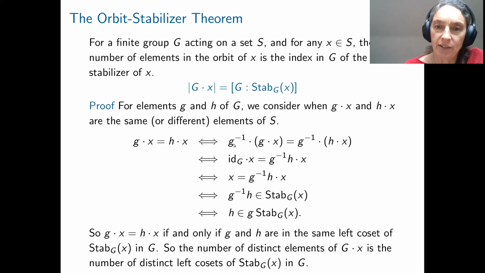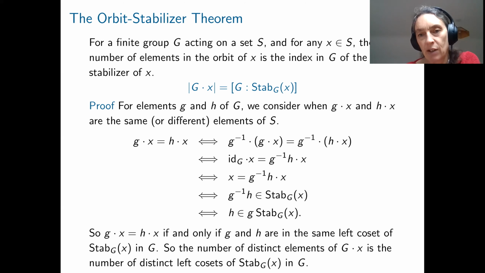So hit both sides here with G inverse. The left-hand side, we've got G inverse composed with G. We can compose these two because that's included in the definition of a group action. This is the identity element of G applied to X on the left, G inverse G. On the right, we've got G inverse H applied to X. So we can replace this dot with composition in the group. The group action definition tells us that.